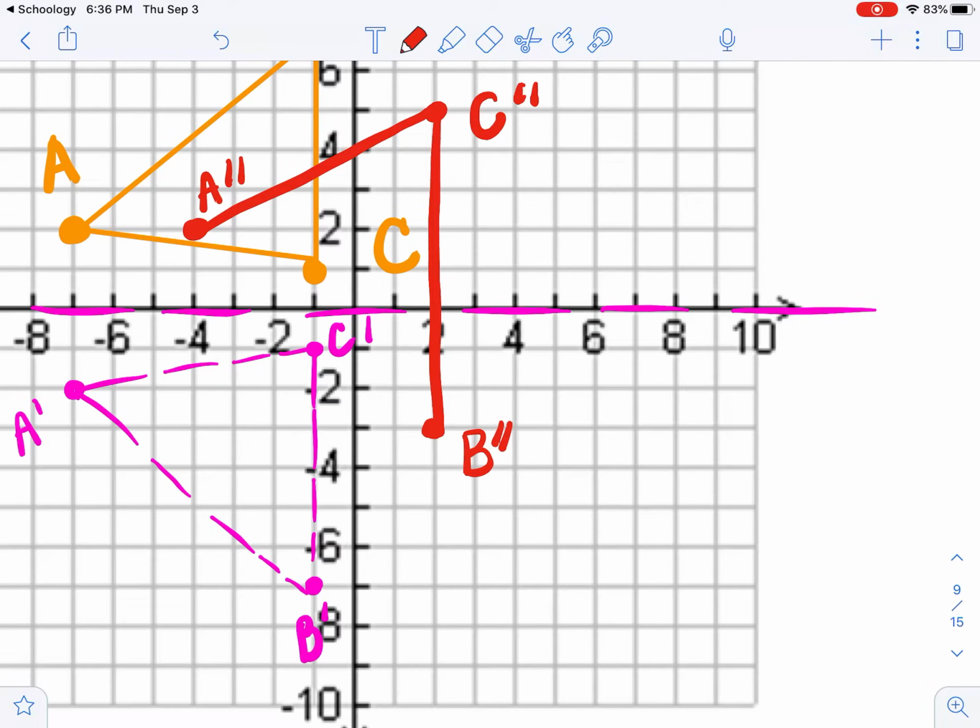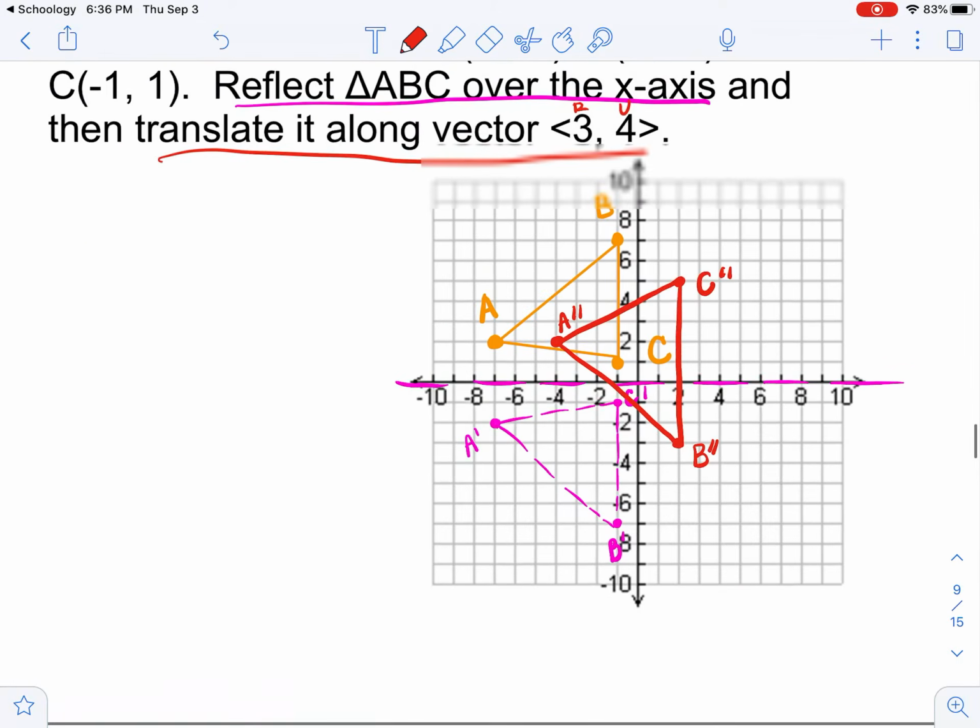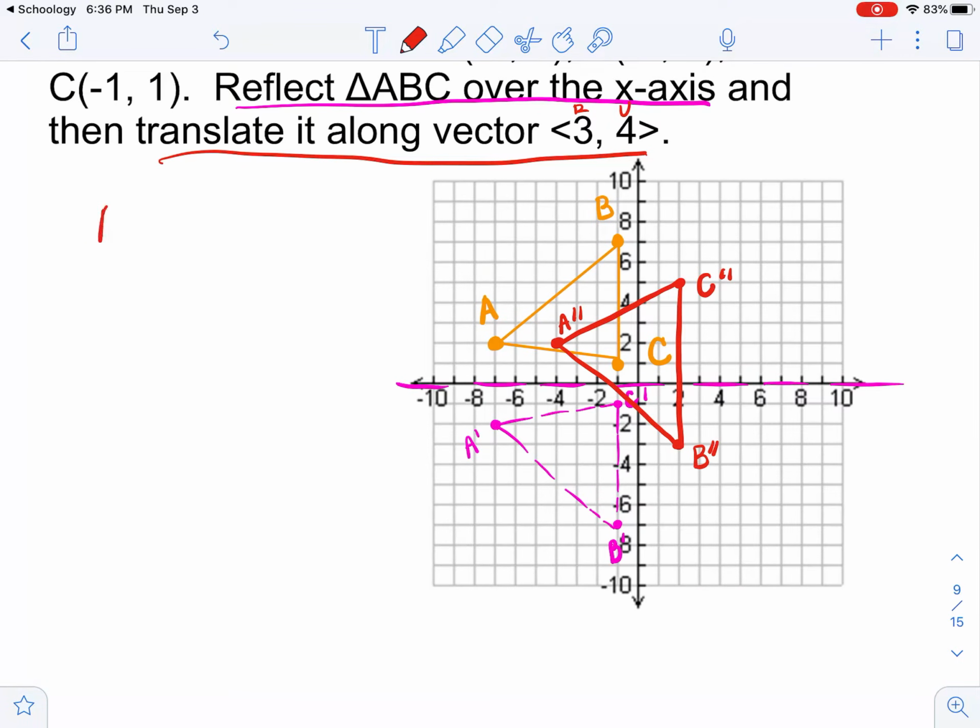Connect your points, and then remember it says state the location of your image's points. So my image is the double primes. So A double prime is at -4, 2. B double prime is at 2, -3. And C double prime is at 2, 5.